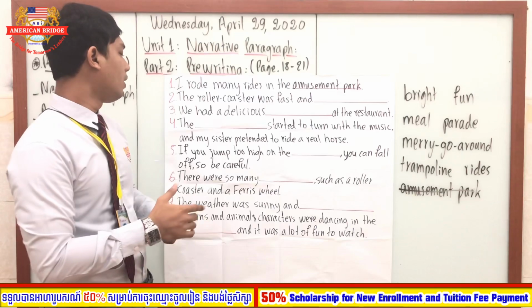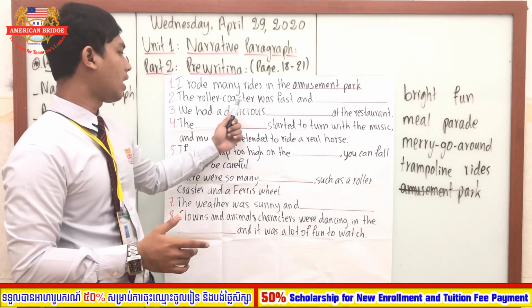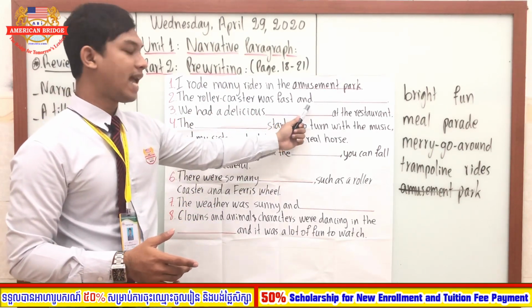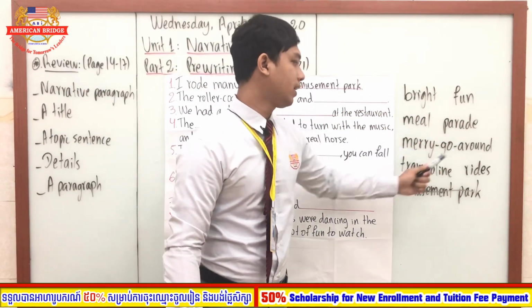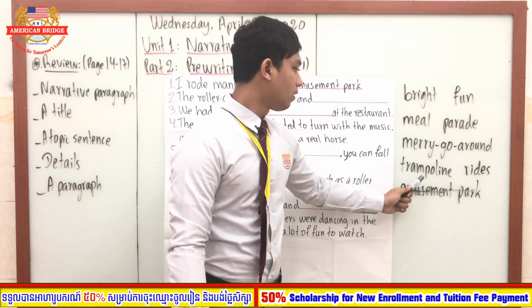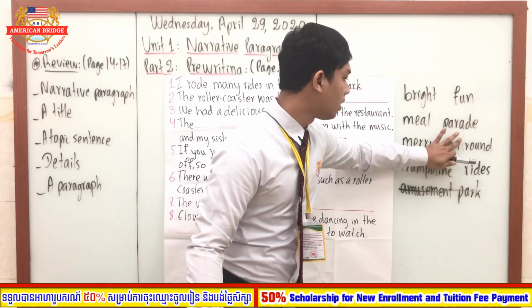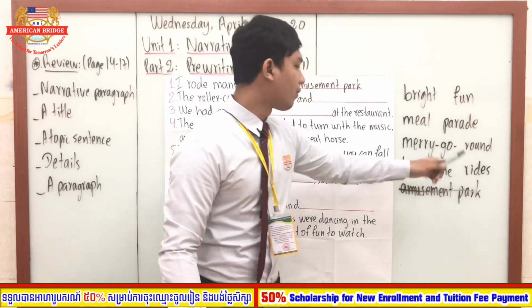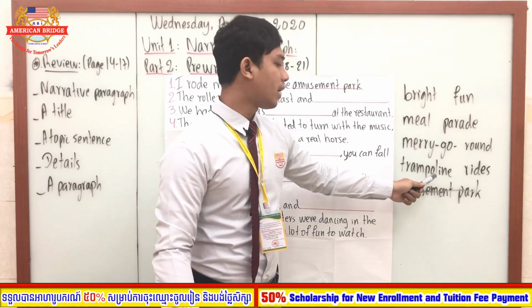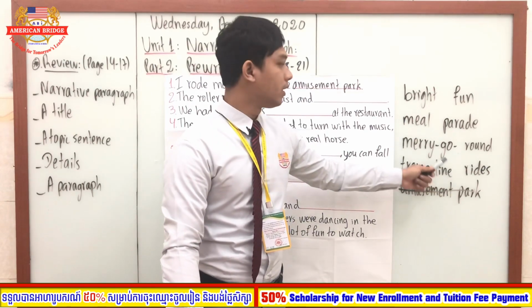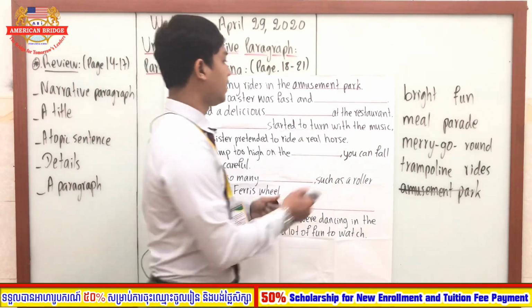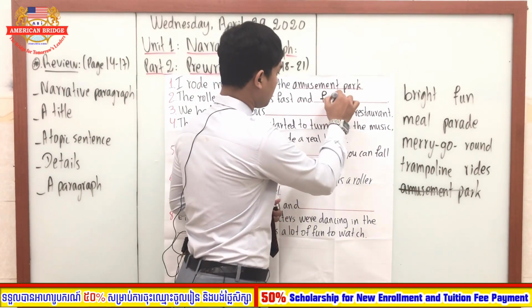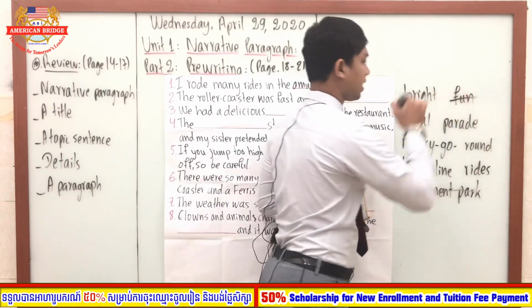And number two, we say the roller coaster was fast and what? Bright, mild, parrot, merry-go-round. Oh, I'm sorry, merry-go-round, not around. Okay, merry-go-round, trampoline or rides. This should be fast and fun. Very good. So I write fun here and then I cross this out.